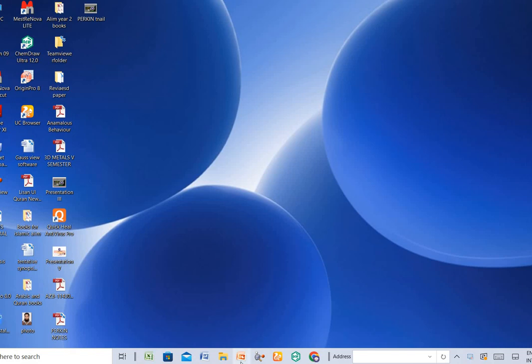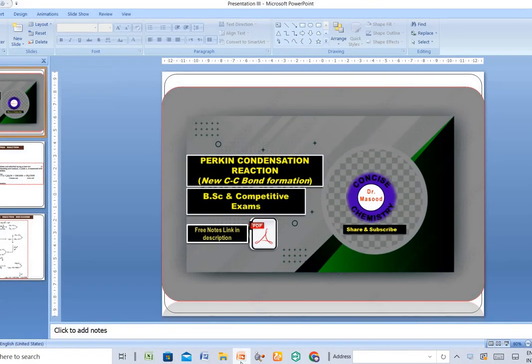Bismillahirrahmanirrahim. So dear students, we have another important naming reaction in your syllabus, that is the Perkin condensation reaction.